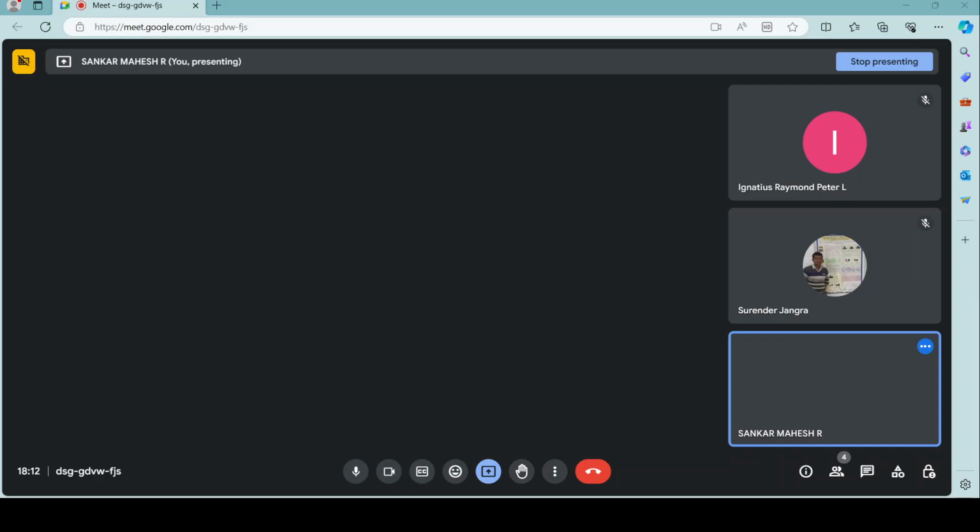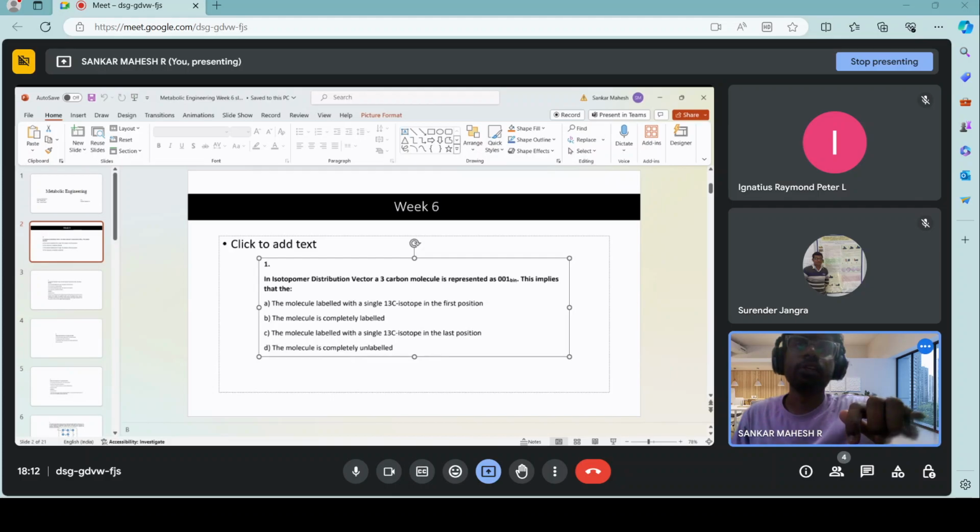This implies that option A, the molecule is labeled with a single 13-carbon isotope in the first position. Option B, the molecule is completely labeled. Option C, the molecule is labeled with a single 13 carbon isotope in the last position. And option D, the molecule is completely unlabeled. You can take a couple of minutes, and then we can start with discussing what an isotopomer distribution vector is and how molecules are represented, which will help us find the right answer.